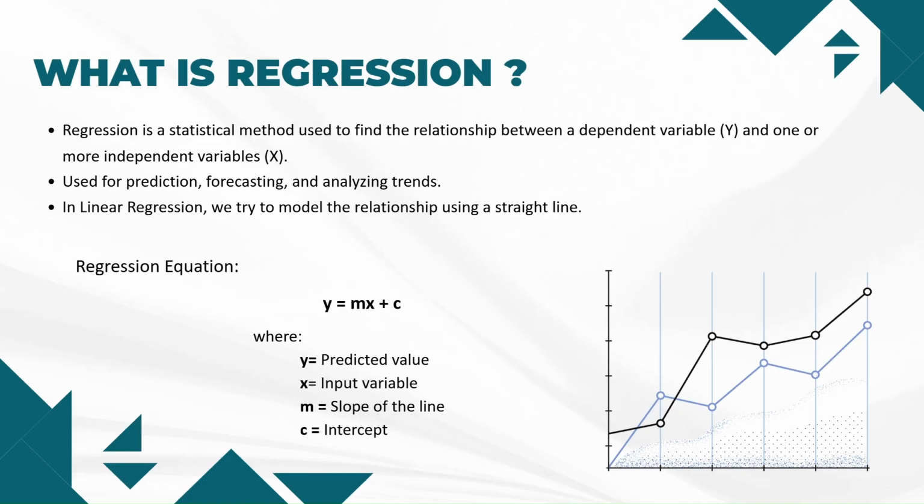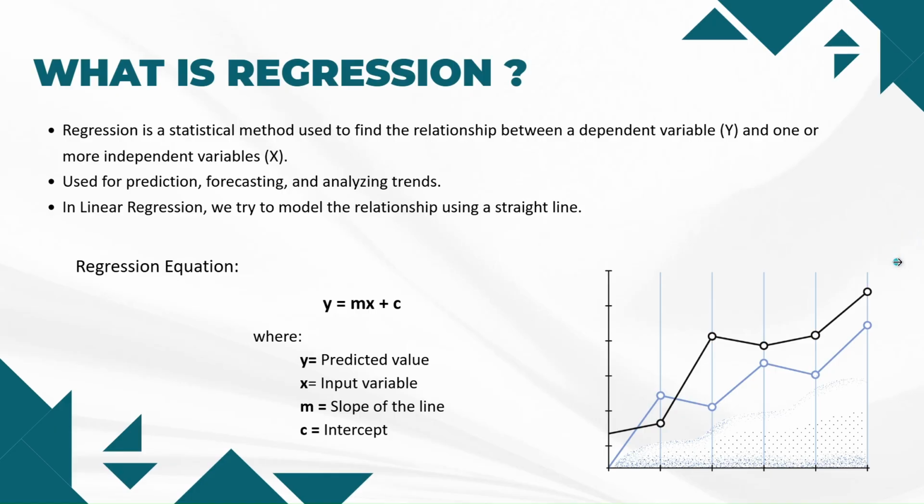The equation for this is y equals mx plus c, where y is the predicted value, x is the input variable, m is the slope of line, which indicates how much y changes when x changes, and c is the intercept, which tells us the value of y when x is equal to 0. So, in simple terms, if we know the input x, regression helps us to predict the output y.